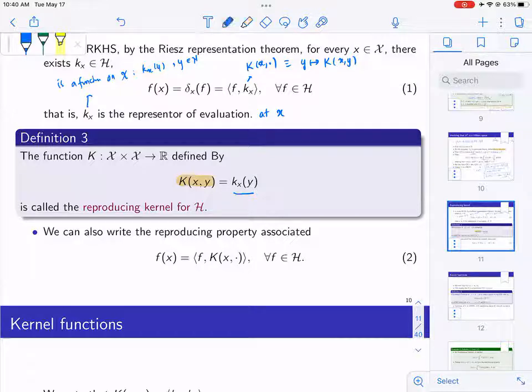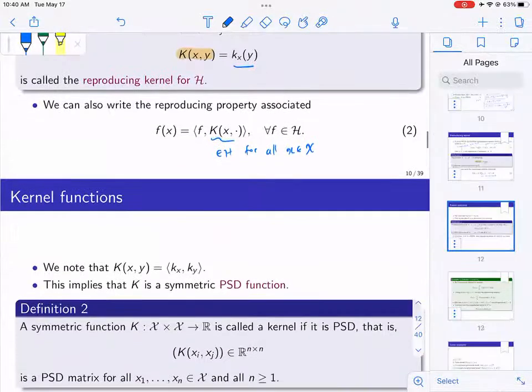So this belongs to H for all x in X by definition. So this is a function in H. Take the inner product with f. It just evaluates f. So this is called the reproducing property, and this is why these things are called reproducing kernel Hilbert spaces, because there is a reproducing kernel. There's a kernel with the reproducing property, which means this. Okay, so far so good.